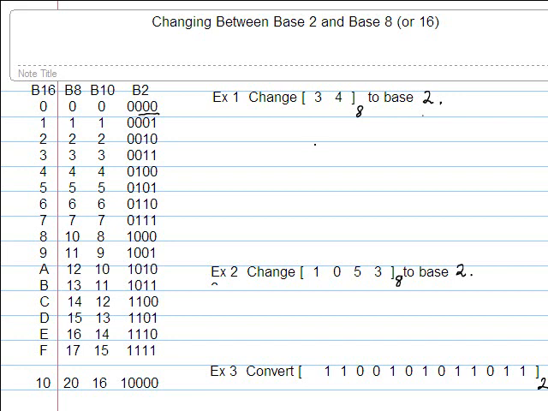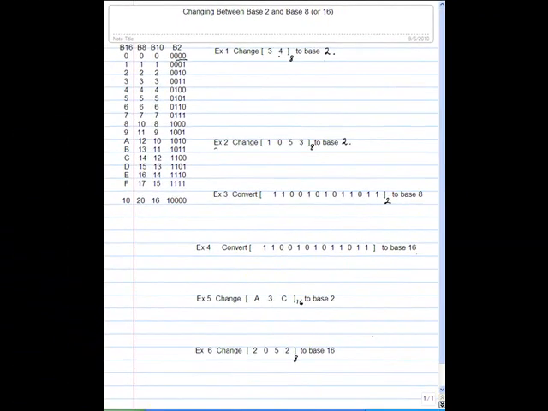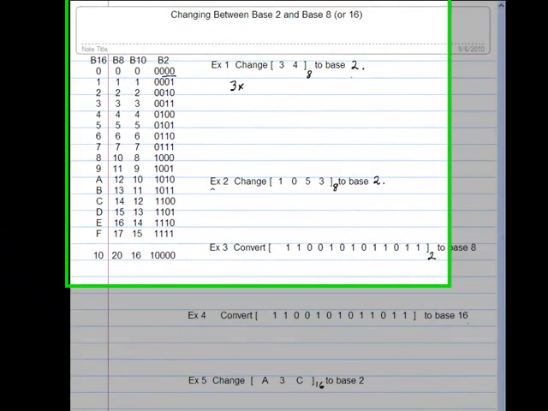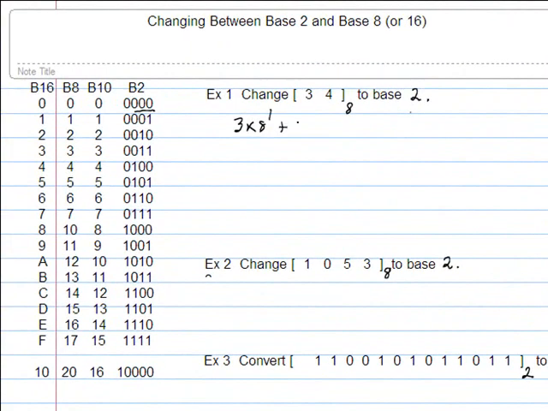The first example, example 1, says change 34 base 8 to base 2. I really shouldn't call it 34, it's just 34 base 8. Okay, let's think of what 34 base 8 means. It means 3 times 8 to the 1 plus 4 times 8 to the 0, but 8 to the 0 is just a 1, so all it really means is 3 times 8 plus 4. Now let's see how we do that in base 2.